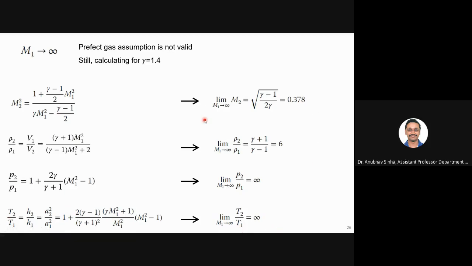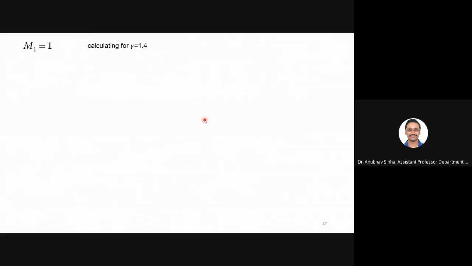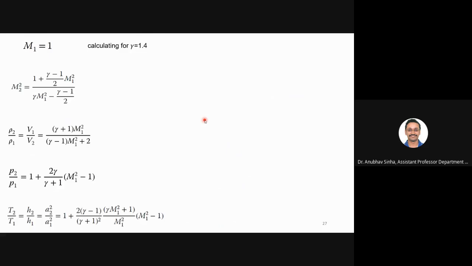Now let us look at M equal to 1, for sonic conditions. Same relations, we just put M1 equal to 1 in this relation, that's all. Basically this will get cancelled. It will become 1 plus (gamma minus 1) by 2 and minus (gamma minus 1) by 2, so that will be 1. Similarly, all these ratios will become 1 for M1 equal to 1.